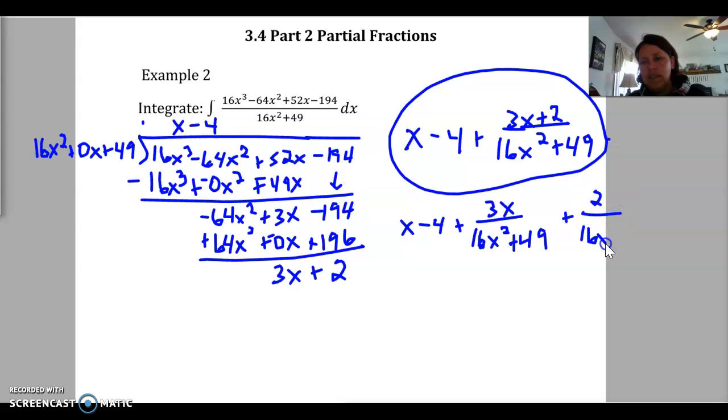over 16x squared. Oakley, can you take that somewhere else, please? 16x squared plus 49. Or mute it or something.